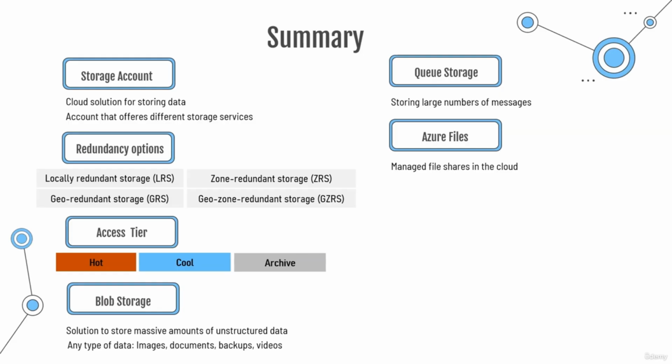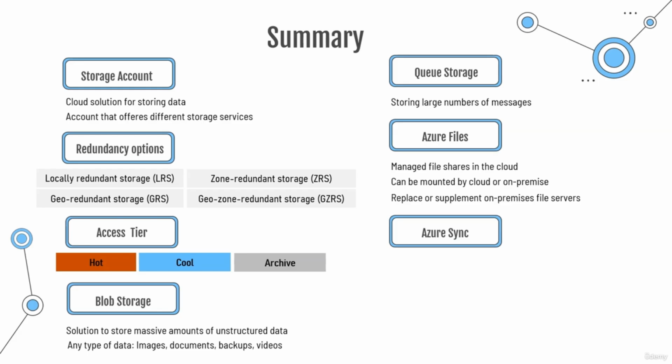Then we've talked about Azure Files, which is a managed file share in the cloud, and the beauty of this is that it can be mounted by on-premise devices or, for example, virtual machines. Then it can be accessed by different devices and different users, and basically this is a replacement or supplement of the traditional on-premise file servers. Sometimes it can be very useful in these cases to sync the data from different on-premise locations to our Azure Files. And the solution for this is to use Azure File Sync.